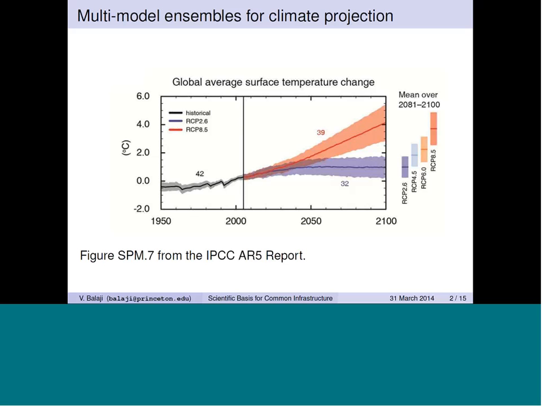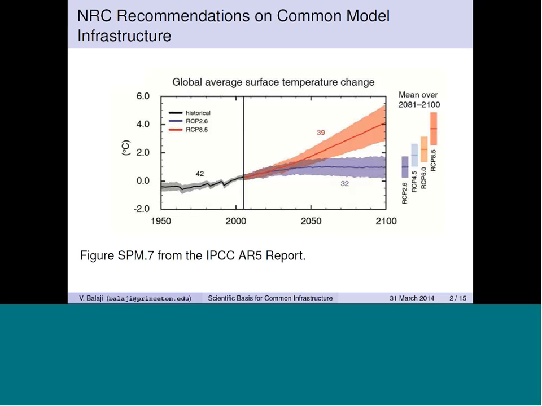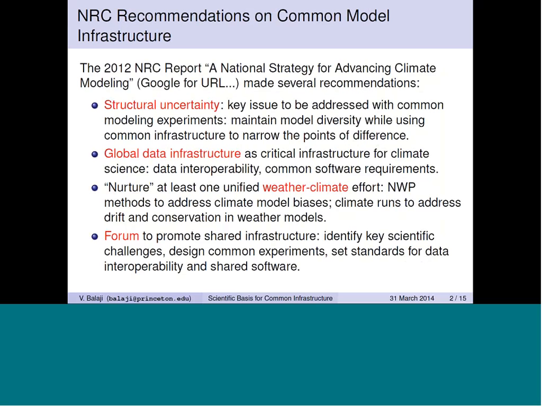They did talk about what this implies for multi-model ensembles and so on. So this is the NRC report. The URL is long and complicated, so I'll just let you Google it if you want to find it. And they made several recommendations about how common modeling infrastructure is used and how it can advance the science.